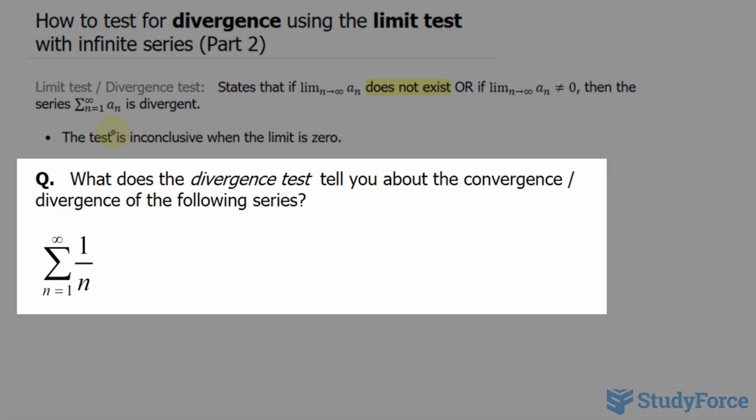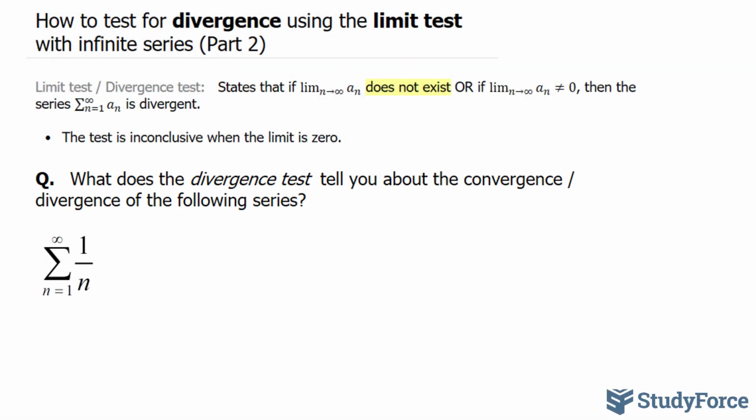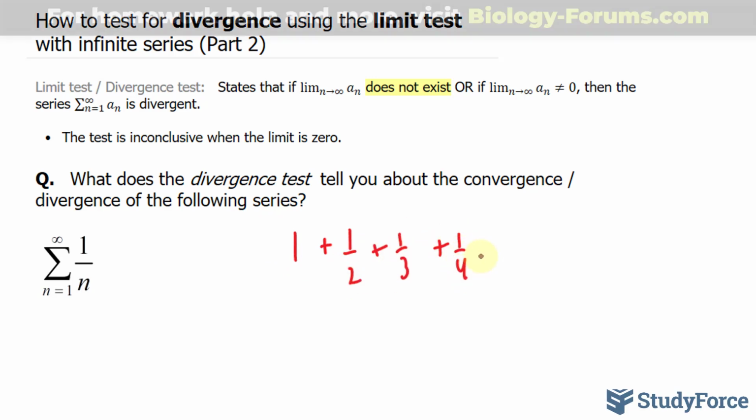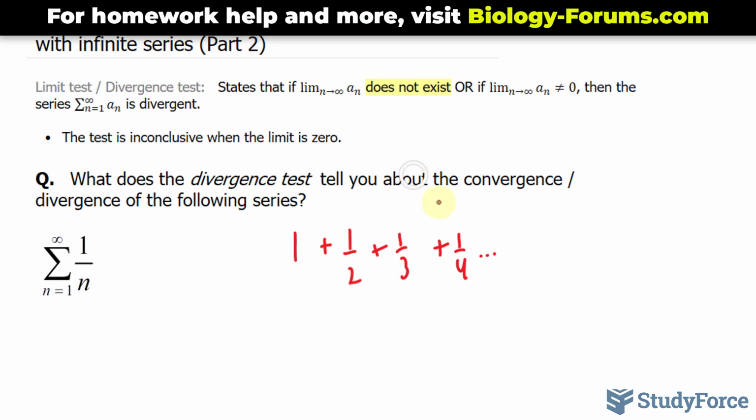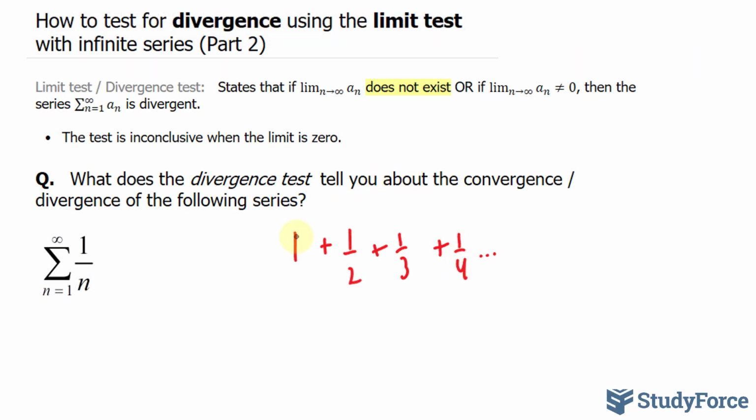The question reads, what does the divergence test tell you about the convergence or divergence of the following series? We'll start with a harmonic series, and what this looks like, if we were to write out the terms, is we would start at 1 plus 1 over 2 plus 1 over 3 plus 1 over 4 and so on. And notice that the middle term is always the average of the one before it and the one after it. And that's by definition what a harmonic series is.